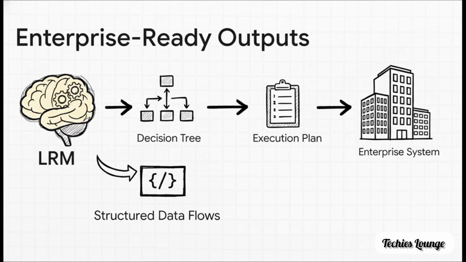Another massive practical advantage is the output. Instead of just getting a paragraph of text back, an LRM can give you structured, reliable data. Think a JSON object, a step-by-step execution plan, or a full-on decision tree. These are outputs you can plug directly into other enterprise software, which makes them incredibly powerful for automation.